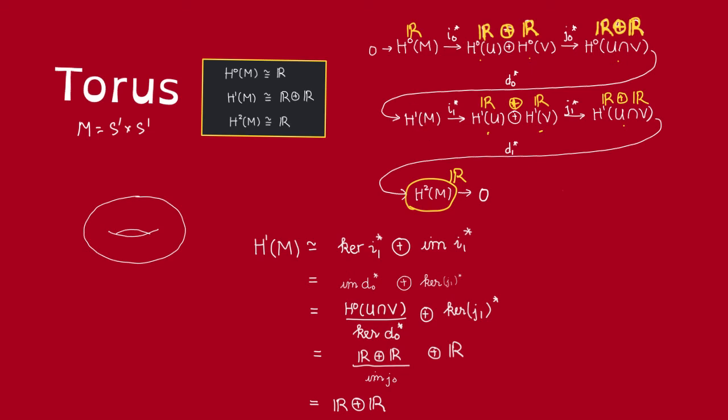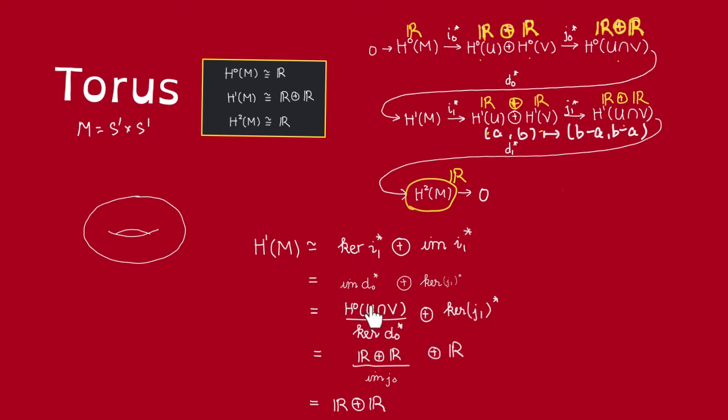Okay, first, by the first isomorphism theorem, we know that this H1 of M must be isomorphic to the direct sum of the kernel of this map with the image of this map. But then by exactness here, we know that this kernel is isomorphic to the image of this D0, and the image of this map is isomorphic to the kernel of this J1. And we mentioned that this J1 map just takes the difference of the coefficients, so its kernel is just the diagonal and thus isomorphic to R.